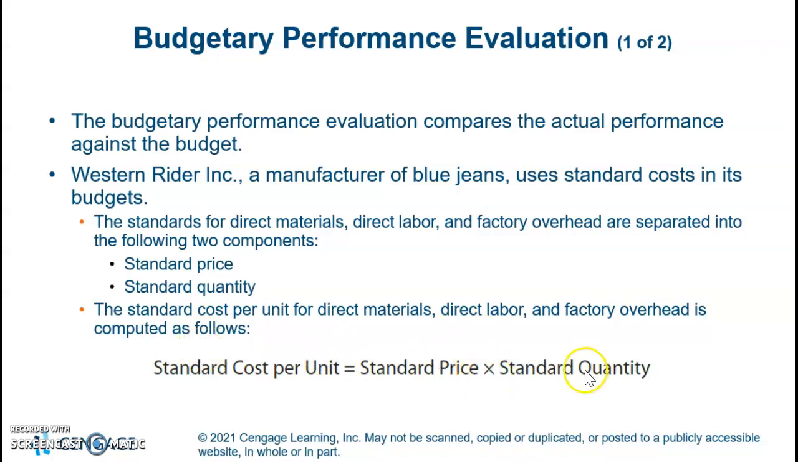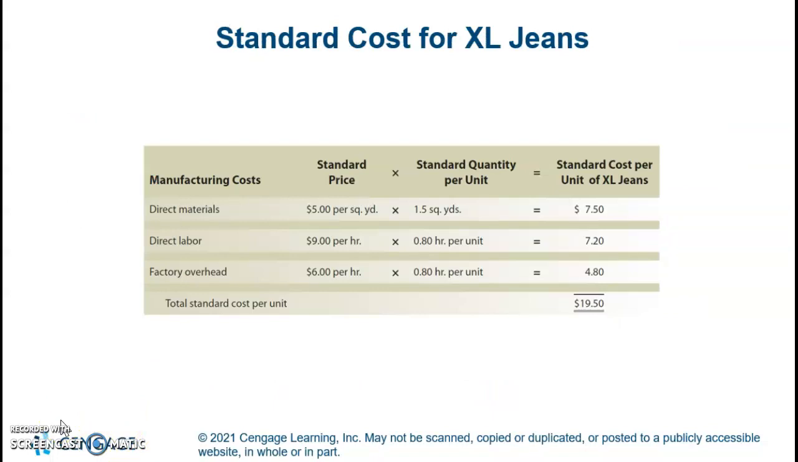And it's made up of price and quantity. And if we multiply that together, we get the total. So we're going to be doing these standards for direct material, direct labor, and factory overhead in this chapter. For all the problems, we'll need to be given the information.